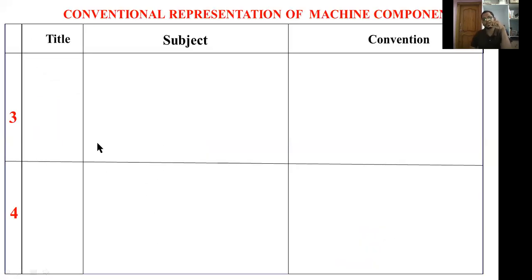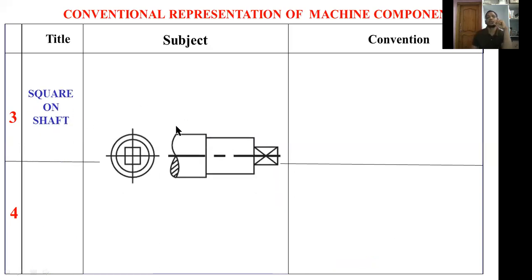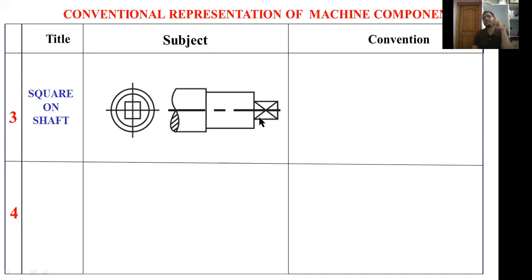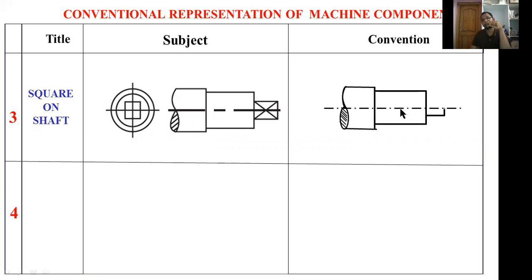I will show you. First, square on shaft. This is the original diagram. This is the shaft, square shaft. How to represent this square shaft? This is the real time diagram, but in machine drawing, I am showing a conventional view like this. This is the square on shaft. So these cross lines represent square on shaft. This is the example for square on shaft.